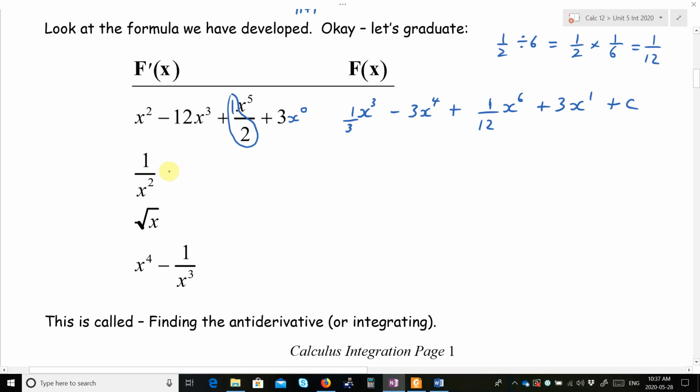Okay, 1 over x squared. I would first of all write this as x to the -2, and then do the little thing where you add 1 to the power. Whatever is in front is going to get divided by -1, so it puts a negative there, plus c. Okay, which you could also write as -1 over x plus c.